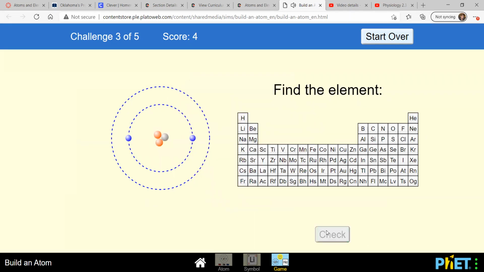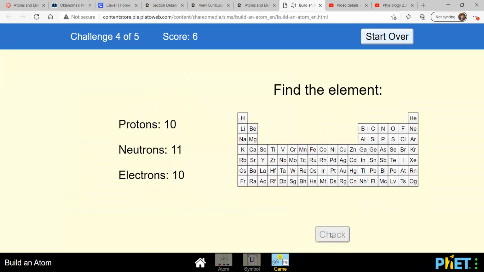Let me turn down the sound a little bit. All right, so we have 2 protons in the nucleus and 1 neutron. And we have 2 electrons. So 2 protons, that will be helium. We have 2 protons and 2 electrons, so that's a neutral atom. Protons 10, neutrons 11, electrons 10. So we know that we can count 1, 2, 3, 4, 5, 6, 7, 8, 9, 10.